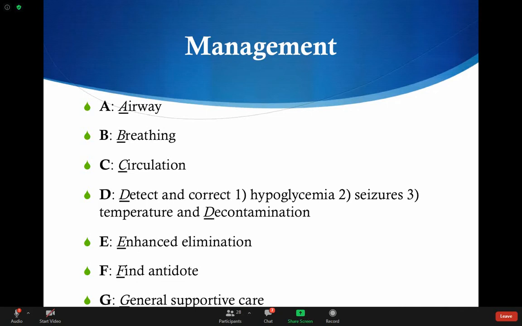And then the other D is decontamination. Do you guys know what decontamination is?